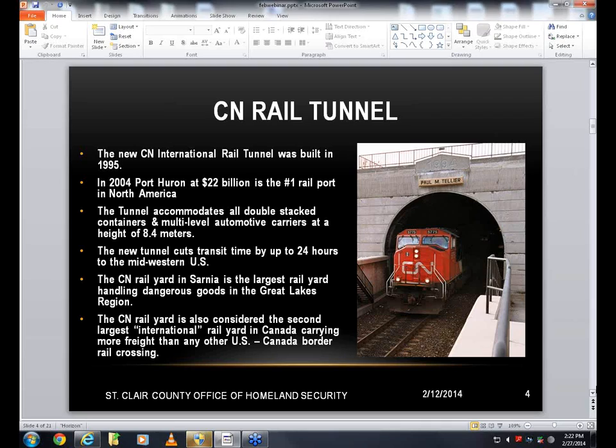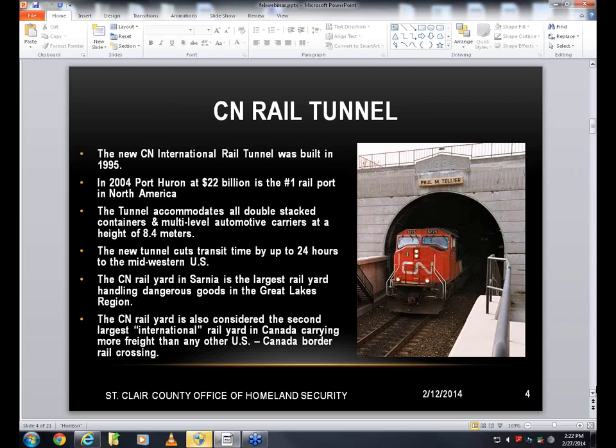We've got the CN Rail Tunnel. That was rebuilt in 1995. It now basically allows double-deck cargo containers to be brought by rail between the two countries. The rail yard in Sarnia, once again, 300 yards across the border, basically is the largest rail yard handling hazardous materials in Ontario, in the Great Lakes region.